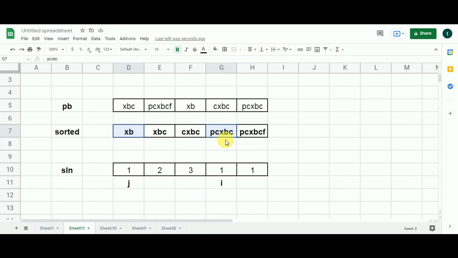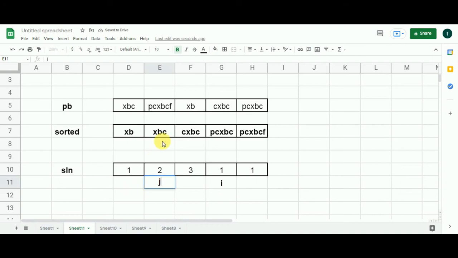So check the difference in the lengths of these two words. It is more than 1. So these two words are not going to satisfy condition number 1. Hence this iteration will be skipped. So J is going to move one cell to the right.